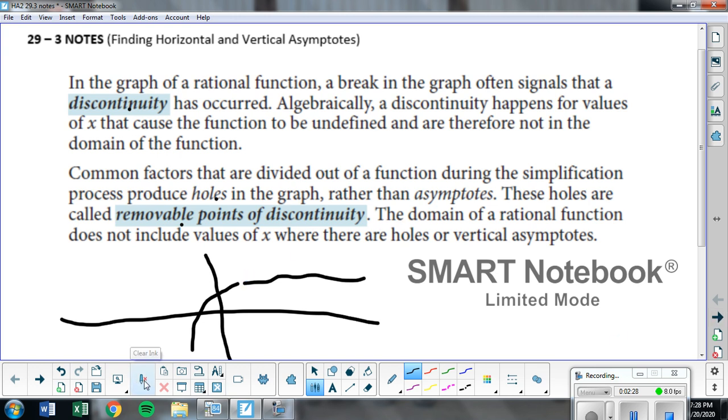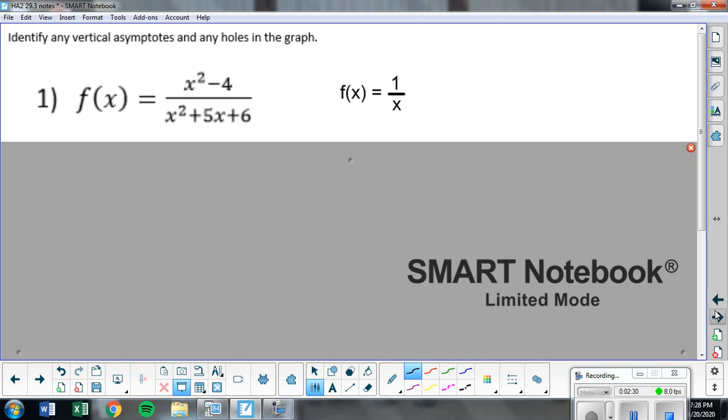All right, let's take a look at some questions. Number 1, identify any vertical asymptotes and any holes in the graph. Before we figure out the asymptotes and the holes, let's go ahead and factor the numerator and the denominator, and then we'll work from there.